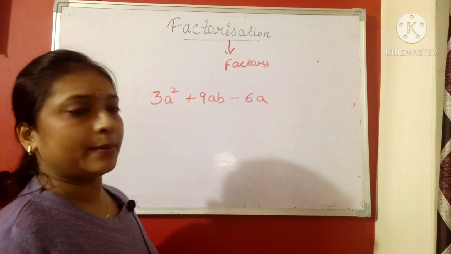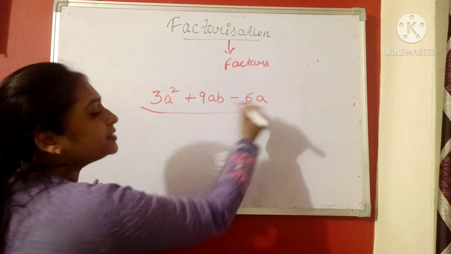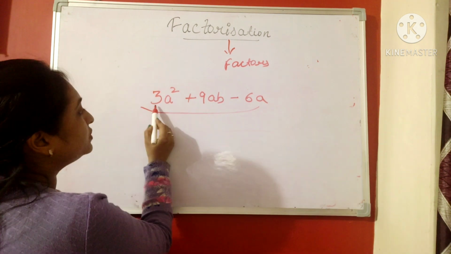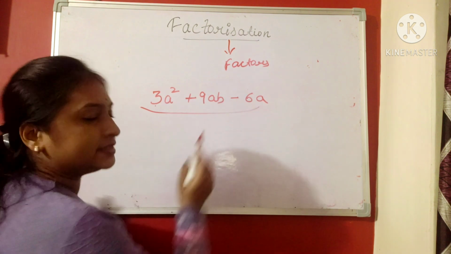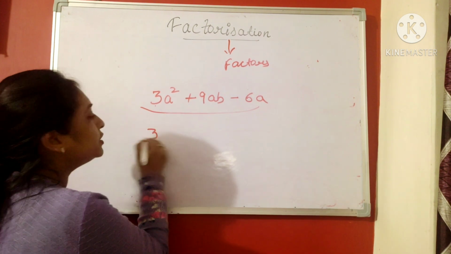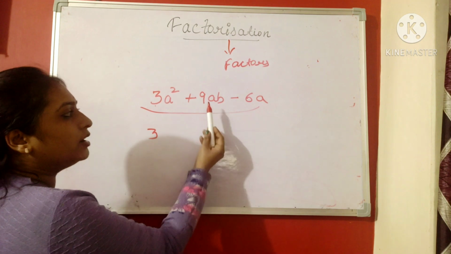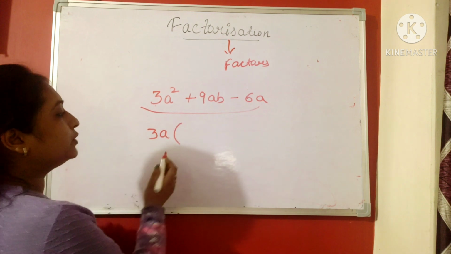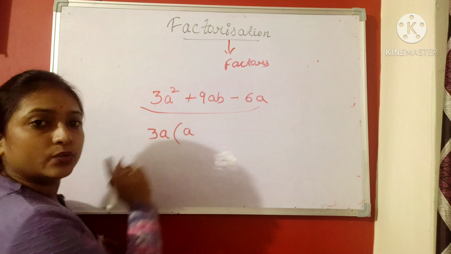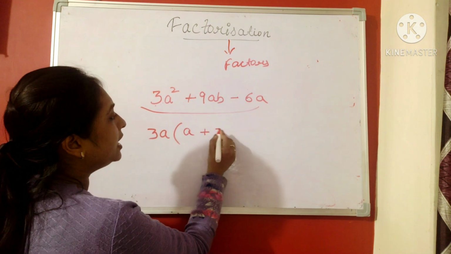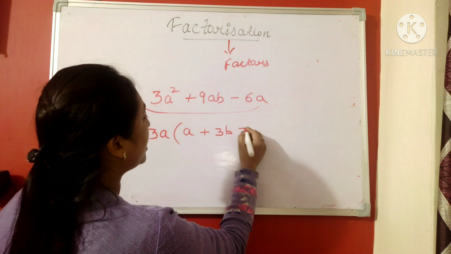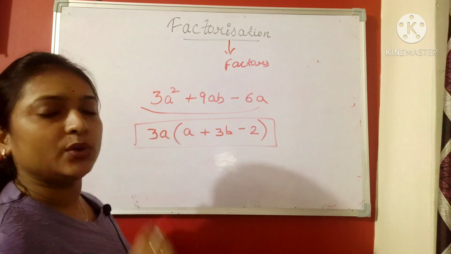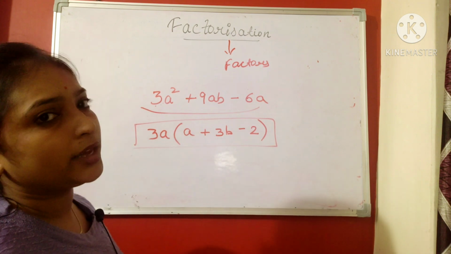Let us solve another example. Now we have to factorize this expression. Let's see what can be taken out common. If we see the numbers first, 3, 9 and 6, 3 can be taken out common. So we write 3 over here. Here we have a square, ab and a, so a can be taken out common. After taking out 3a common, in the first term we are left with a. In the second term we are left with 3b. In the third term we are left with 2, and here is our answer. Factorization is very simple. In one or two steps maximum we can get the answer.